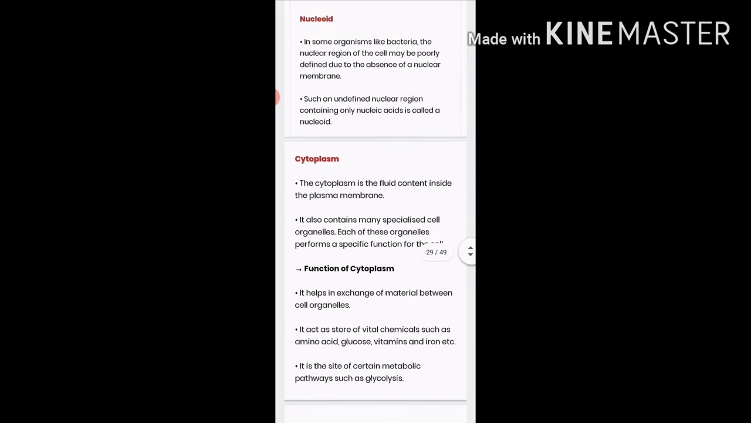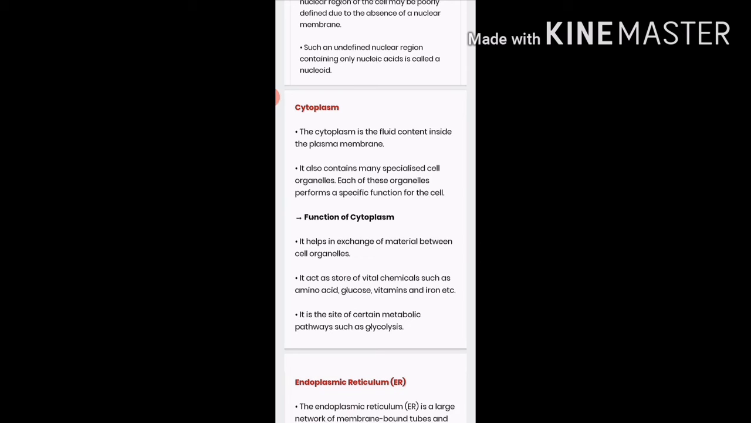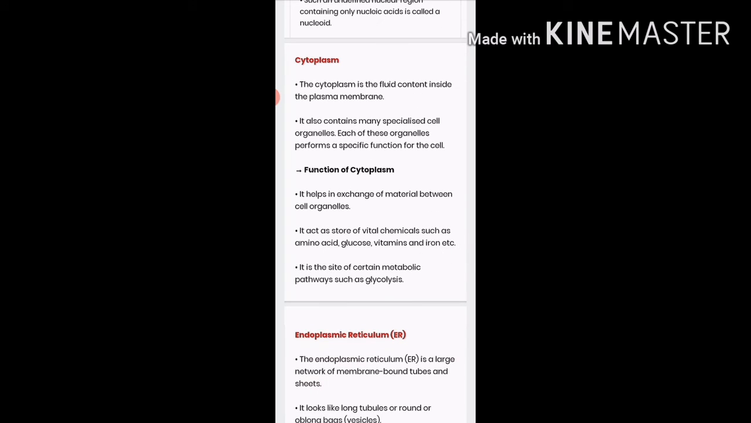Let us go for cytoplasm. Cytoplasm is a fluid matter which is present within the cell membrane, within the cell wall. This cytoplasm is providing the fluid medium for all the cellular activities. These cellular activities are called metabolic activities. Within the cytoplasm are few organelles, the functional part, which are going to help in the cellular activities. They are known as cell organelles. It helps in the exchange of material between the cell organelles. It is the site of certain metabolic pathways such as glycolysis.